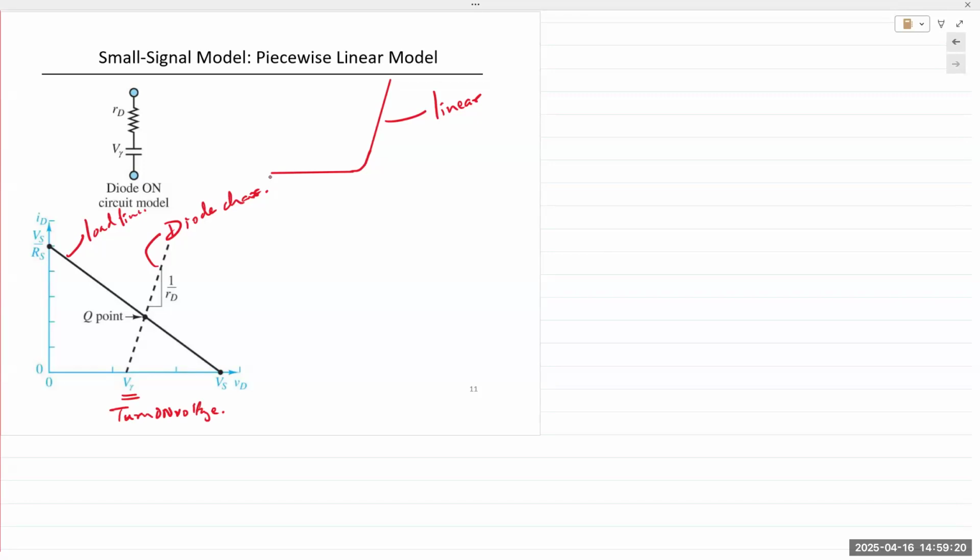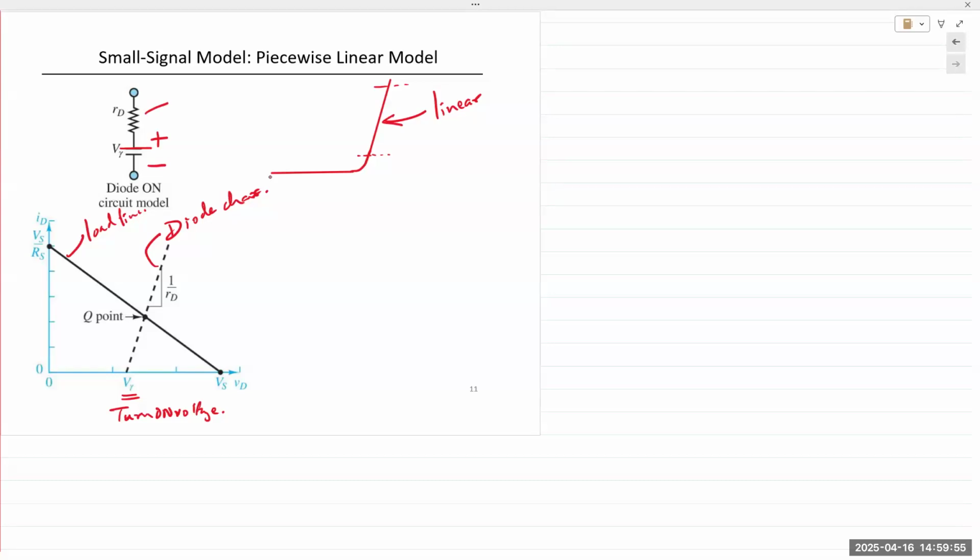And once it turns on, it's going to hold this constant. So it's going to be linear in this portion. It's turned on, and it's going to hold the voltage constant. So we're going to say that it's about whatever the value is, 0.5, 0.6, 0.7 volts. And we're going to model it as a battery or a voltage source. And the rest of it, we can model as a series resistance RD.